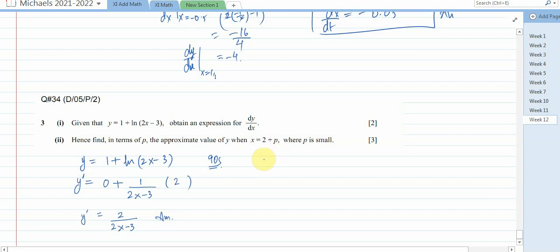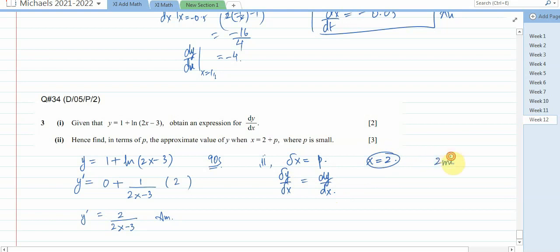For the next part, find in terms of p the approximate value of y when x is 2 plus p, where p is small. So for change in x, it's p, the x initial value it's 2, right? So the working formula we have, it's delta y over delta x equals to dy over dx. So first we need to find the value of dy by dx at x equals to 2, and then use this working formula, and for that part you have a time of 2 minutes.